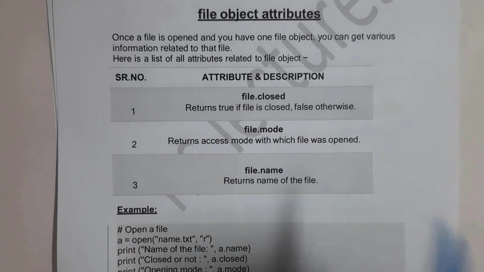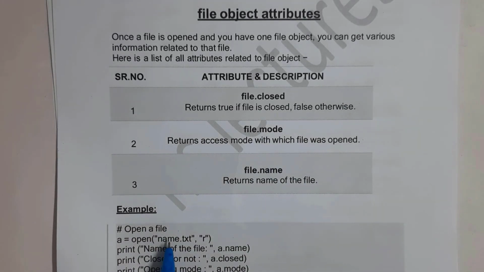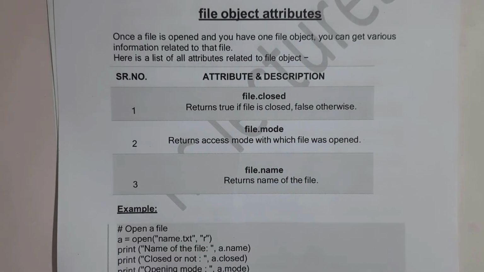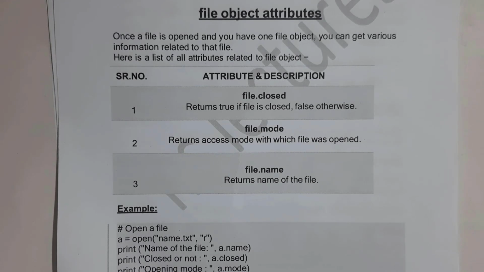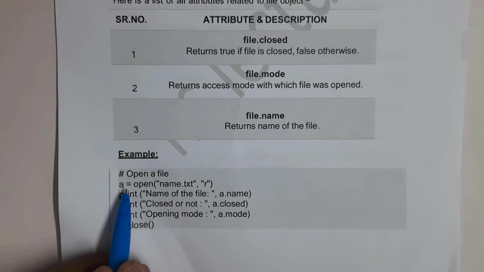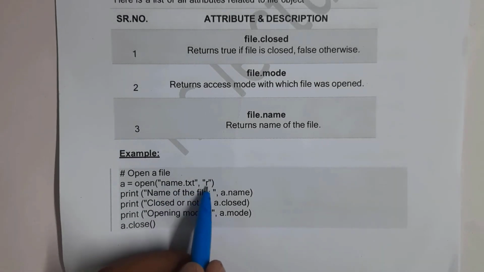And next one is file.mode. For example, we open a file, that file name is name.txt, in read mode. So it will display output read mode. This file.mode will return the access mode with which the file was opened. And next one is file.name, where the file.name attribute will return the name of the file. For example, I opened a file, that file name is name.txt, in read mode.